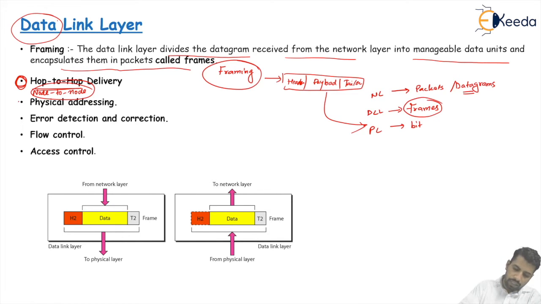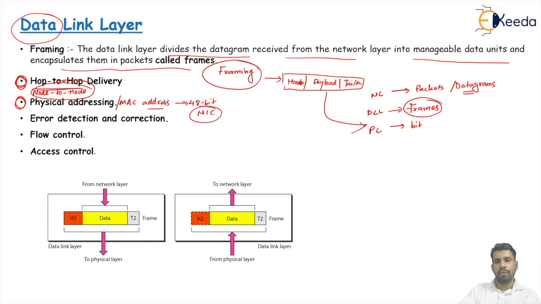Next is physical addressing. The physical address also has a second name, the MAC address. This is a 48-bit address on the NIC card, the network interface card of your machine, and this number is a globally unique number. This is provided by the manufacturer of the machine.